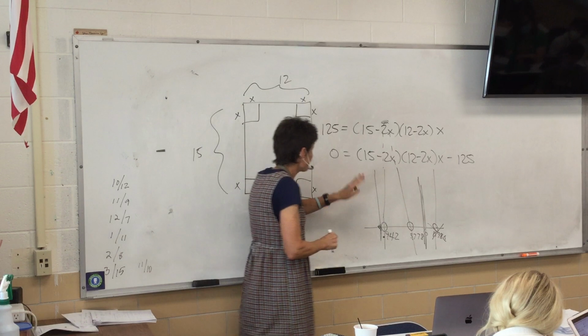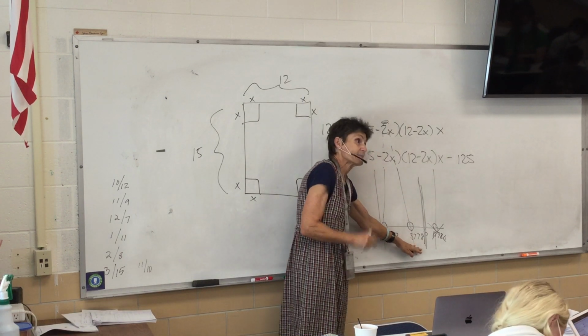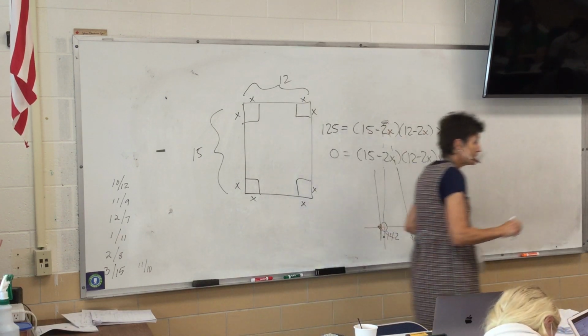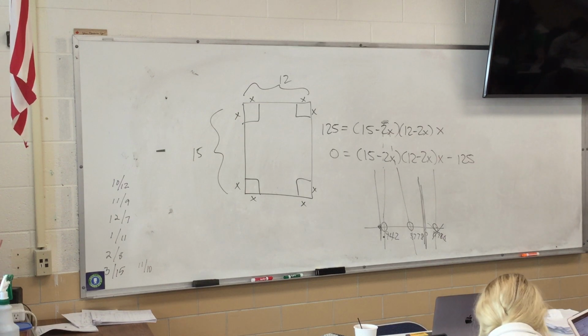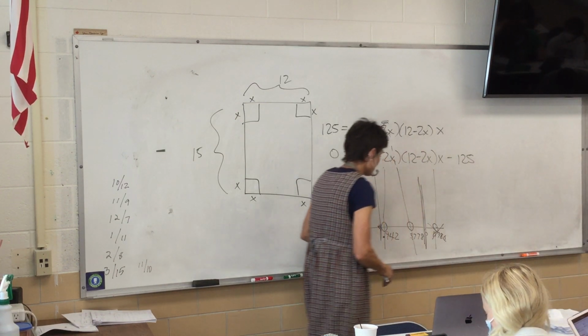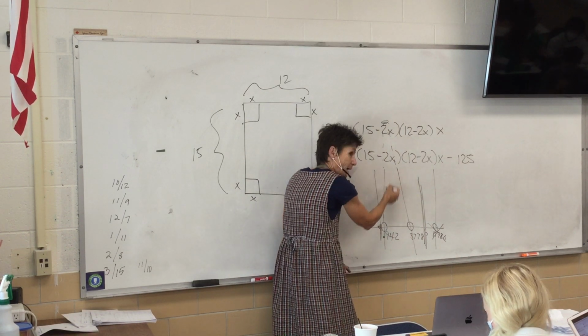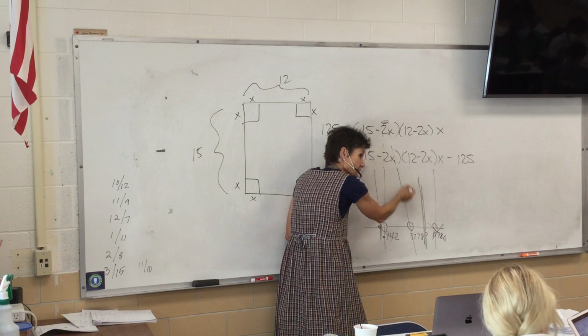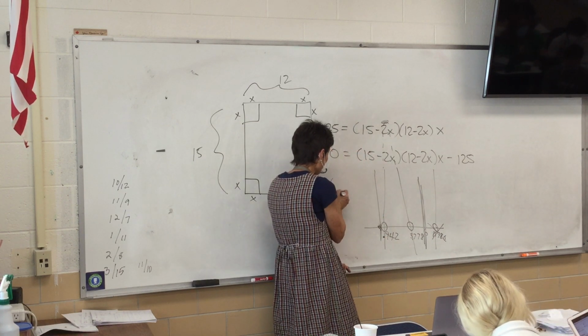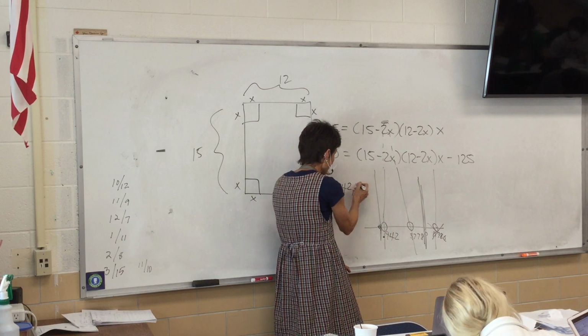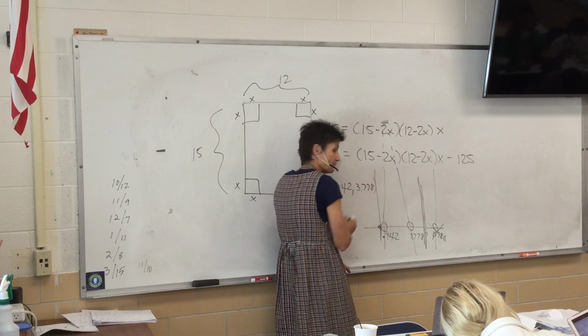All right, so these are the two where it's exactly 125. Next question is, when is it more than 125? Well, consult your picture. Isn't it more than right here? Isn't it positive or above right here? So that would be 0.942 to 3.778.